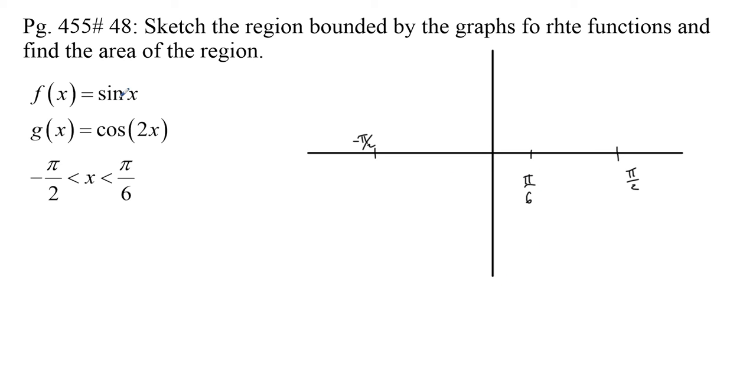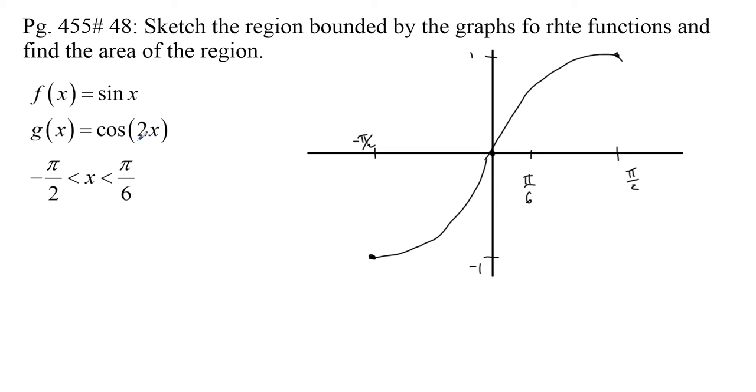And so if I want to graph the sine function, I know some things about it. The sine of negative pi over 2 is negative 1. Again, you got to go back to your unit circle. And then the sine of 0 is 0. And then the sine of pi over 2 is actually positive 1. And so I get a graph that looks like that.